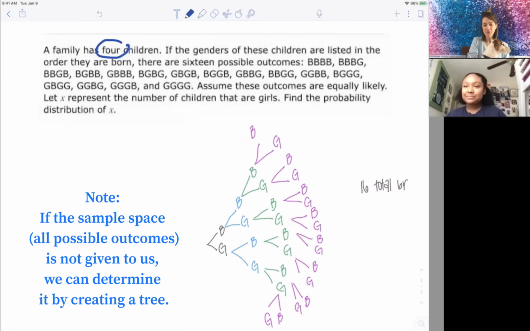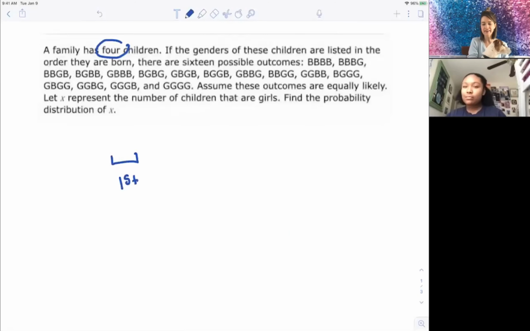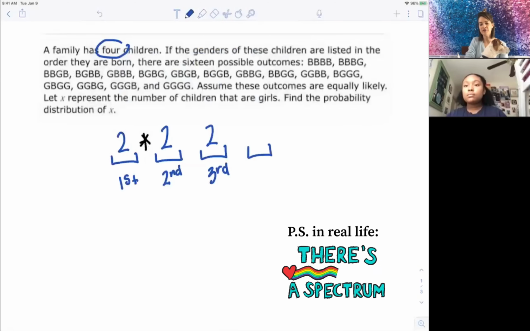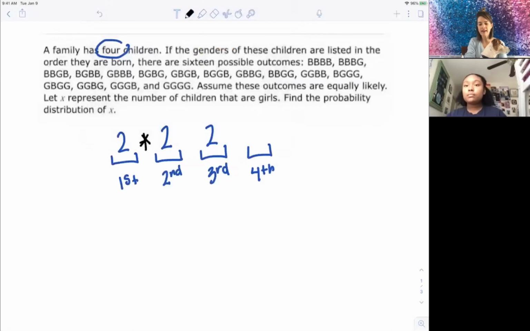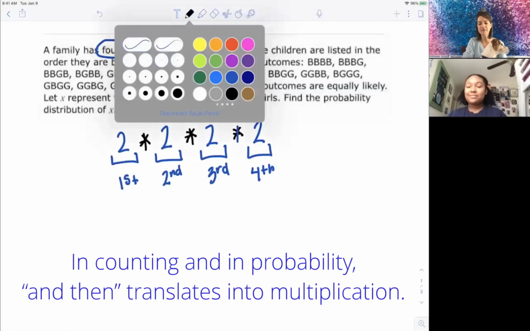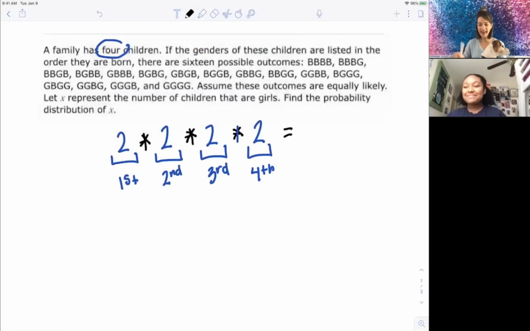So here's why. When the first child is born, there are 2 choices or 2 options for the gender. So like when you were born, you could have come into this beautiful world identifying as male or female, right? We're being really binary about it, just calling it 2 options. And then for the second child, there were 2 options. And then for the third child, there's 2 options. And then for the 4th child, there's 2 options. And then we multiply in between. So what does 2 times 2 times 2 times 2 come out to? 16. Yeah. 16 possible outcomes.